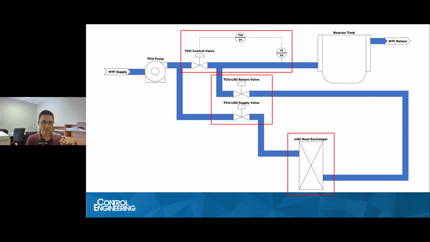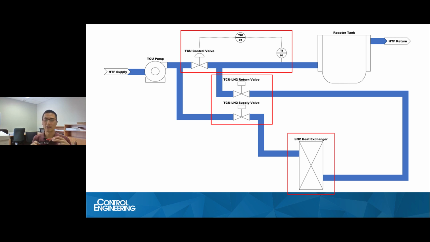Same thing, starting from the left, you have the heat transfer fluid coming in from the supply and the pump, but now we have a path that goes downwards, and that's where you reach these valves here, this TCU LN2 supply valve, and on the return side, you'll have this return valve as well. These open once you activate LN2 cooling. And then we get to the LN2 heat exchanger, which is where all that extreme cooling happens with LN2. And then finally, we get back up to the top with the reactor tank jacket.